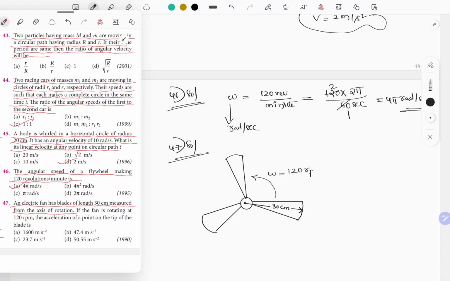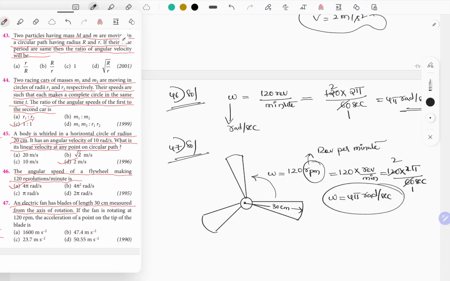120 rpm. Rpm means rotations per minute or revolutions per minute, so you have to convert that into radian per second. Which is equal to 120 into revolution per minute, which is equal to 120 into one revolution, which is 2 pi radians, divided by 1 minute, which is 60 seconds. So you are going to get omega equal to 4 pi radian per second. This is the angular velocity of the tip.